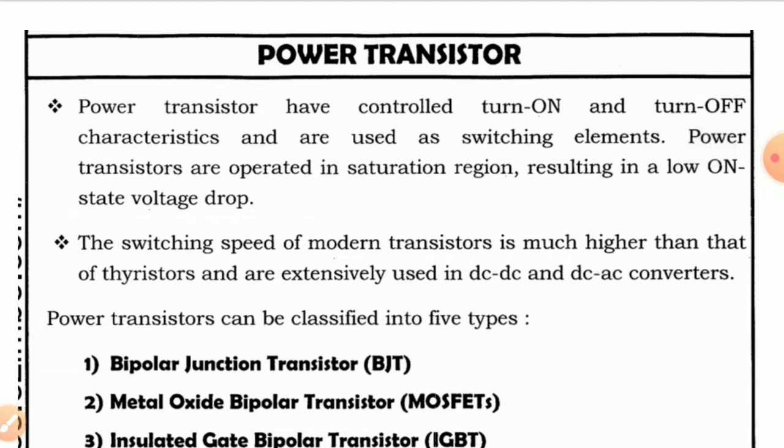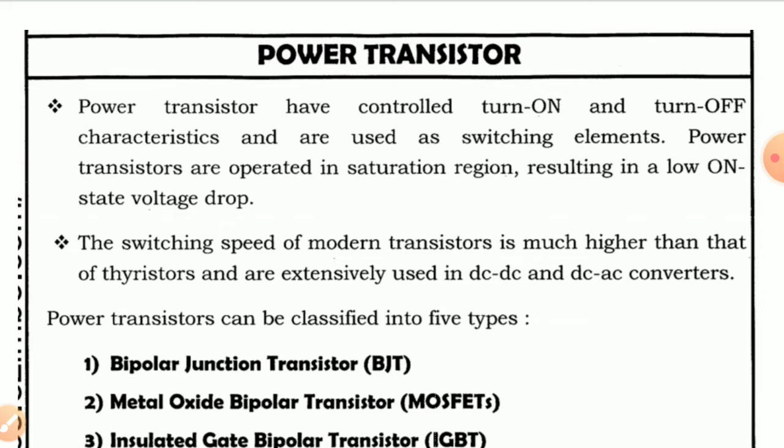So this switching speed is much higher than the thyristors, and they are extensively used in DC to DC converters and DC to AC converters, with an inverse parallel connected diode to provide bidirectional current flow. However, their voltage and current ratings are lower than those of the thyristors, and the transistors are normally used in low to medium power applications.